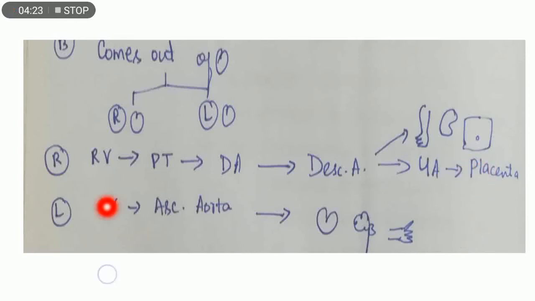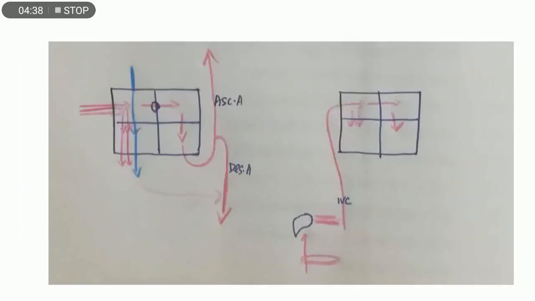Whereas the left ventricle, which has received blood only from the inferior vena cava, which was comparatively better blood, reaches the ascending aorta, and this goes straight up and supplies the coronary arteries, the brain, and also the upper limb. So this is a schematic diagram of what happens.